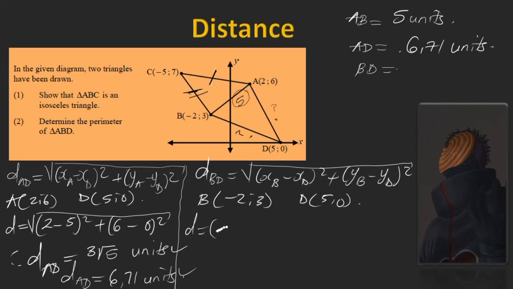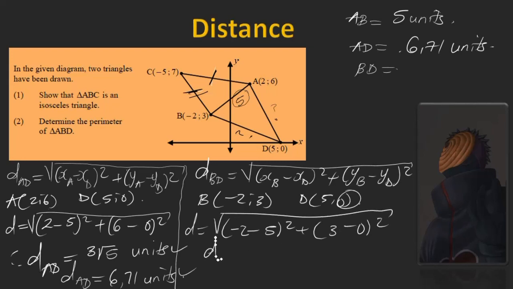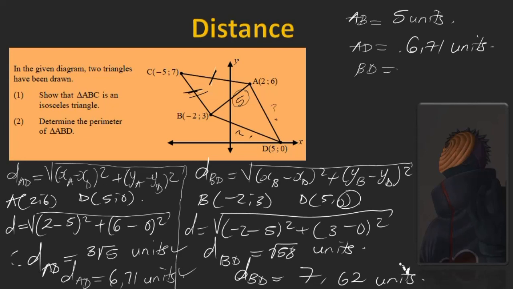Then substitution. Oops, almost made a mistake. Substitution, I'll put a square root there. X at B is -2 minus x at D, which is 5. We square that, plus y at B, that is 3, and y at D is 0. We square that. And this is under a square root. Therefore, the distance of BD is equals to the root of 58. Always use your calculator, guys. Therefore, to respect that principle that will say leave your answers as 2 decimal places, I'm going to say this is 7,62 units.